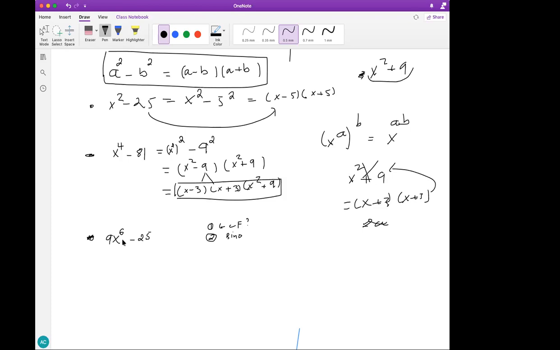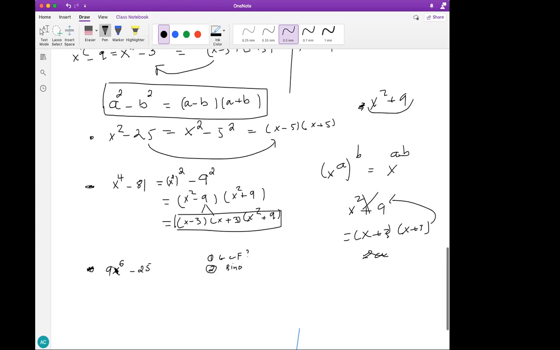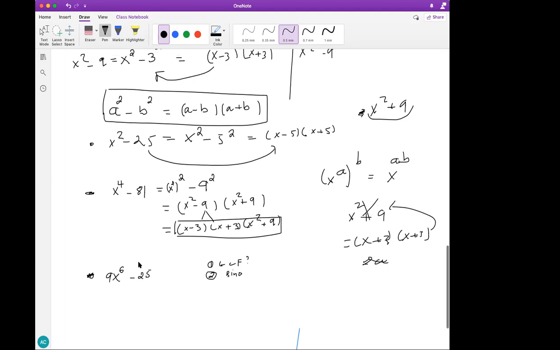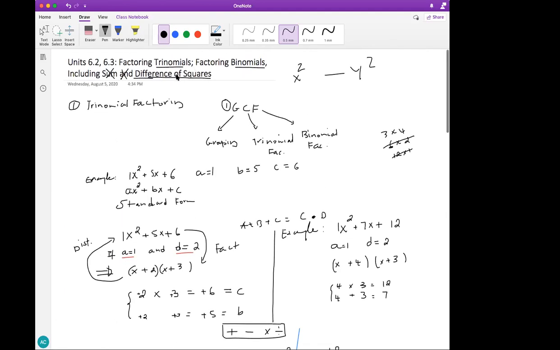So let me look at this problem. First of all, do we have a GCF? Nope, we don't. We have 9 here, we have 25. Nothing is common, the x is not common. If we did, we would factor that first. We have a difference here. Could we maybe use this formula? Yes, we can. Squares? At least this one. Yeah, that's 5 squared. And it has to be perfect squares, not just this. We call it the difference of two squares, two perfect squares.